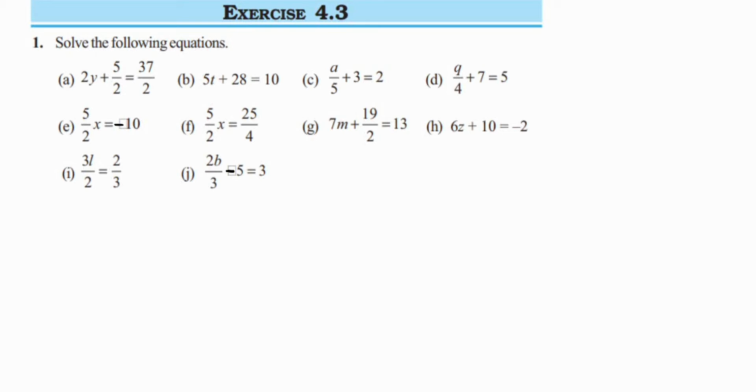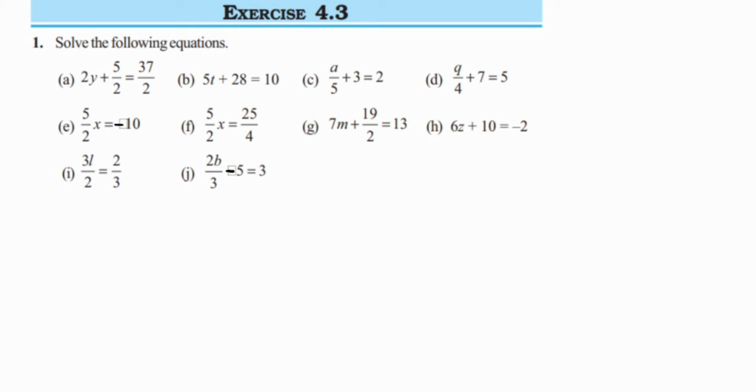Hello everyone. So here I'm doing exercise 4.3, first question. And the question here is solve the following equation. In exercise 4.3, I'm going to use a method called the transpose method. That is, you shift the number from the LHS to RHS or RHS to LHS. In that case, the signs will change.